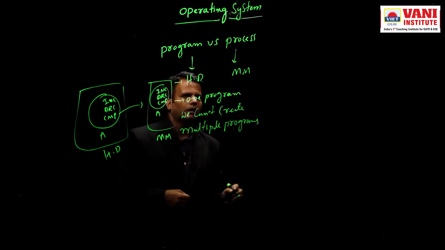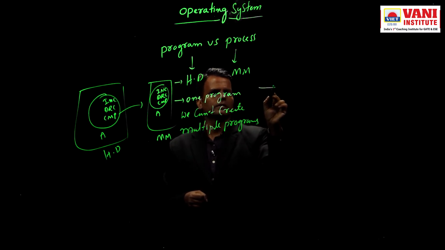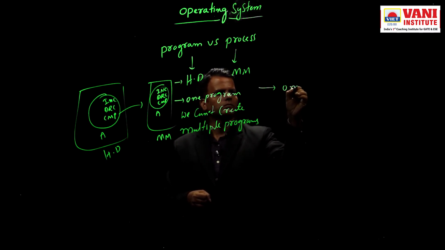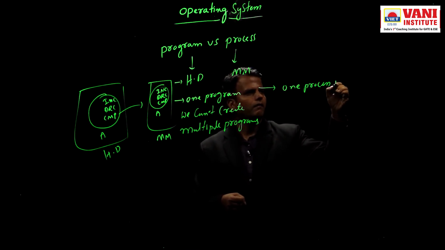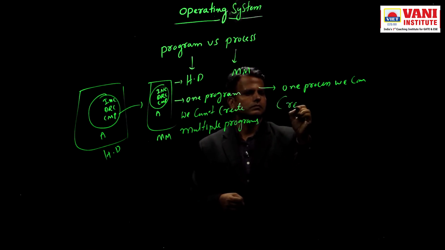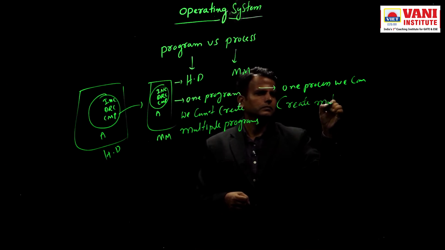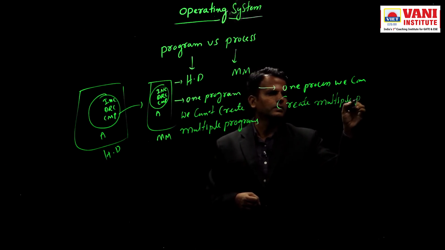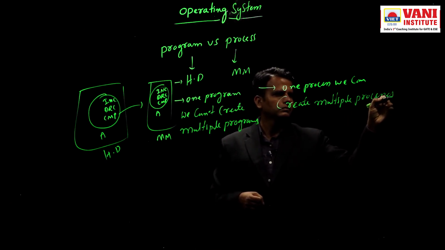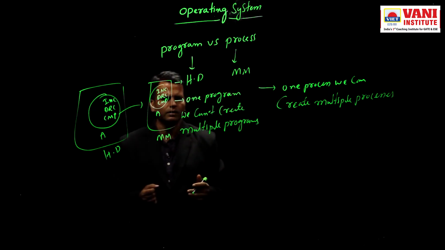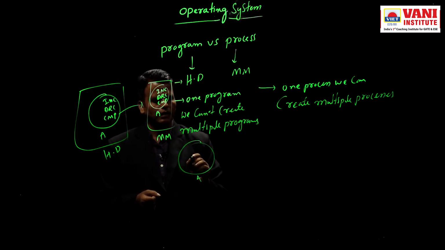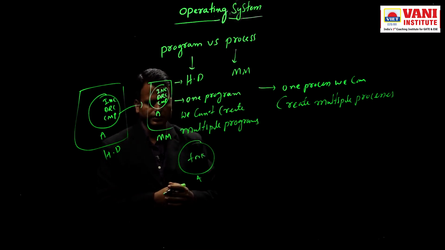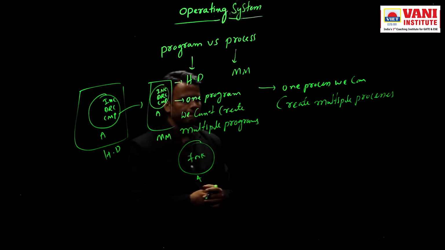Okay. Now with one process, we can create multiple processes. Okay, let's see this one. Suppose that this is the program A which has a fork instruction in it.